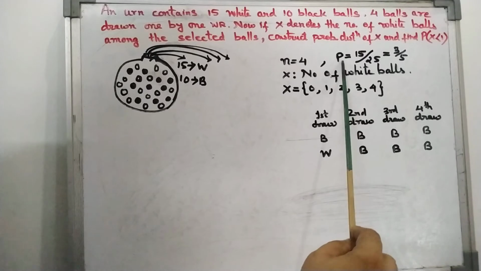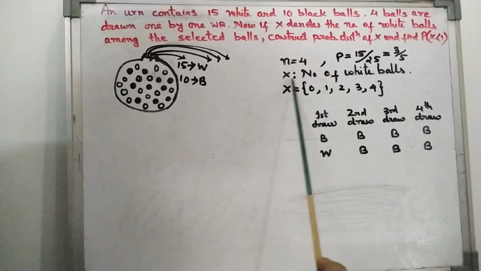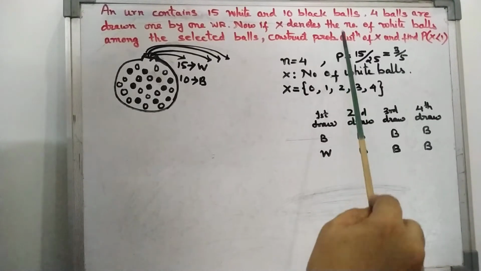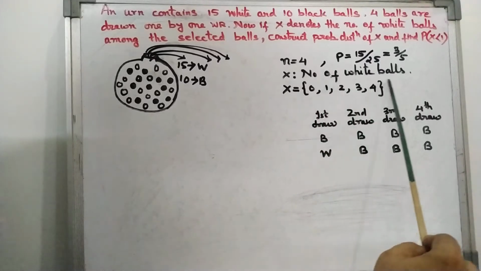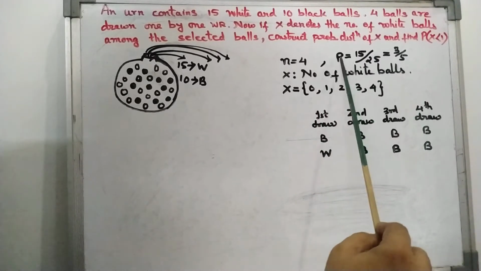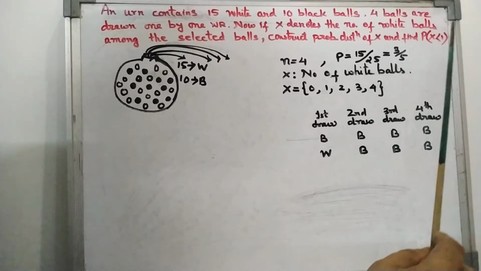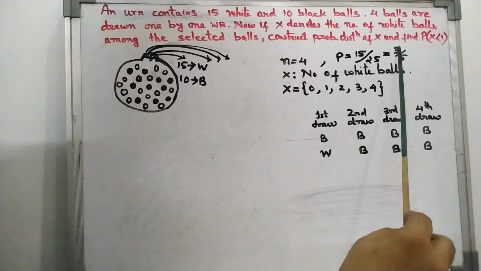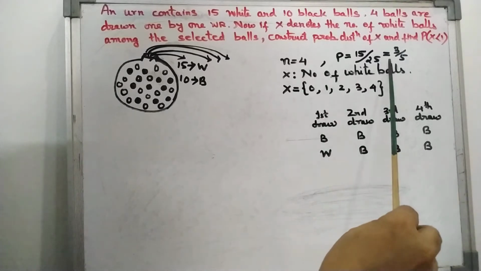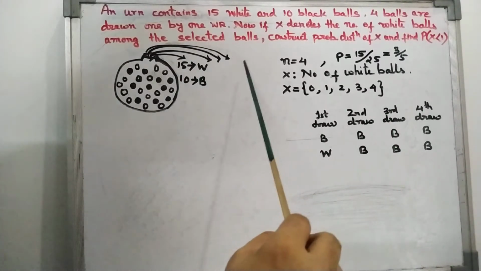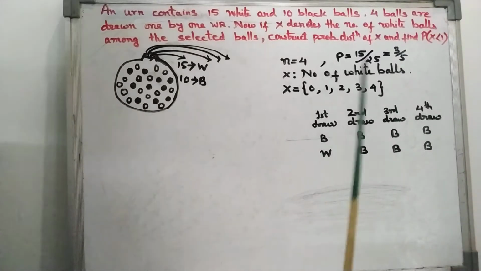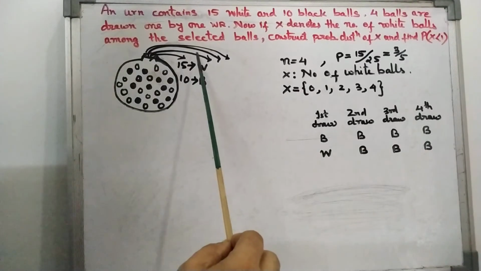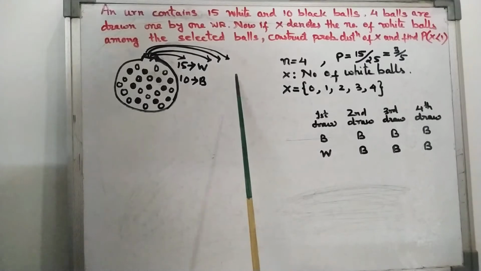Whatever be the x, we write the p accordingly, because p always denotes the probability of success, that is, the probability of a white ball. So it will be 15 by 25, which is 3 by 5. Here n is finite, and p is constant for each trial: the probability of getting a white ball in each trial is constant, that is 3 by 5. So it satisfies the binomial distribution conditions, and each outcome is mutually exclusive and exhaustive.